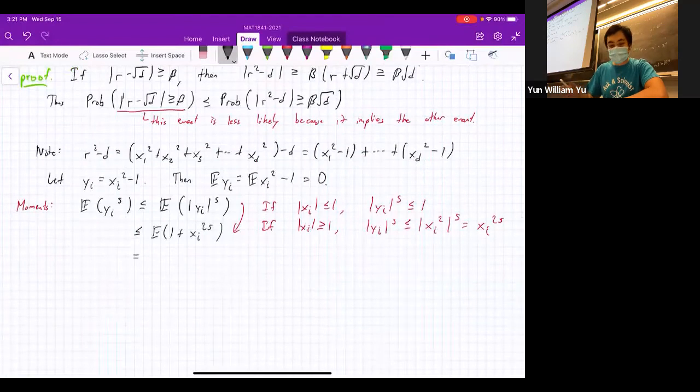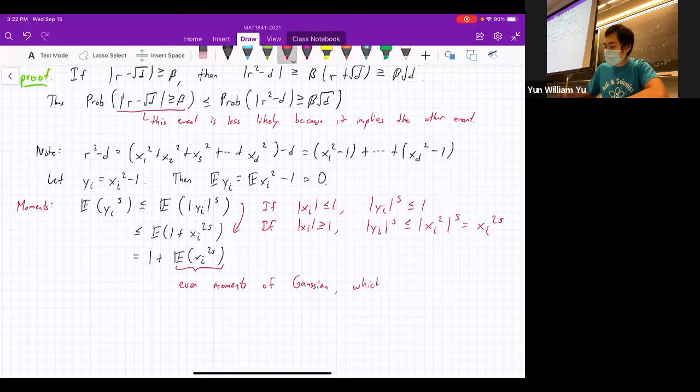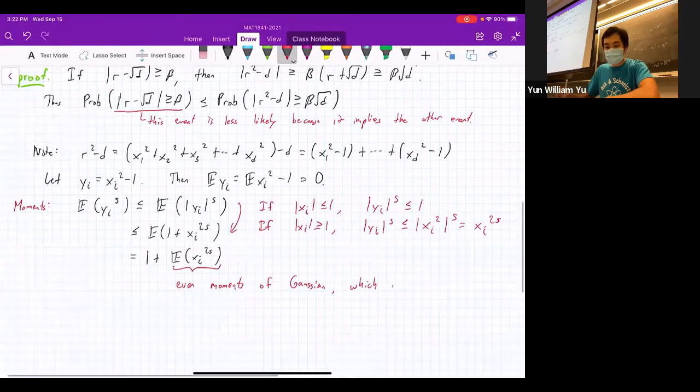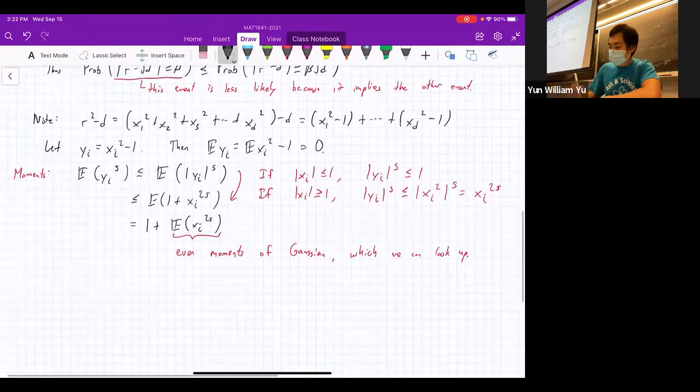And moving on from there, that is equal to just 1 plus the expectation of xi to the 2s. But of course, this is just the even moments of the Gaussian, which we can look up. Or we can compute it, but we're not going to compute it. There are just tables of these things, which we can look up. And so when we do look that up, that's just equal to 1 plus (2s minus 1) double factorial.